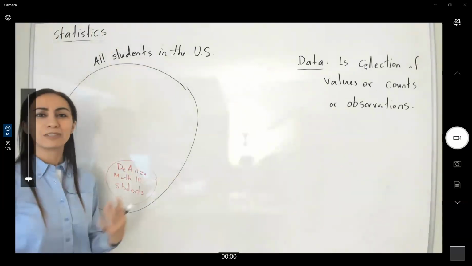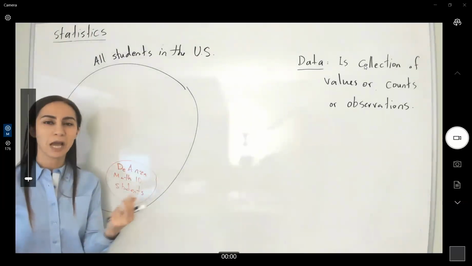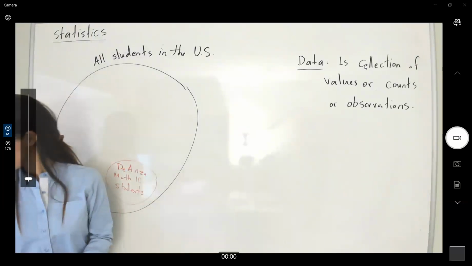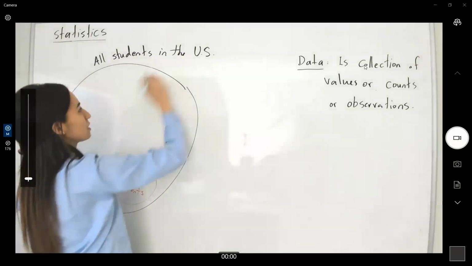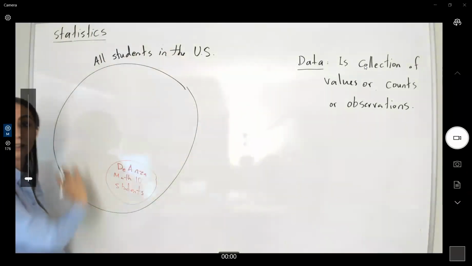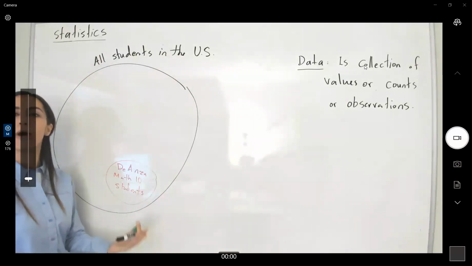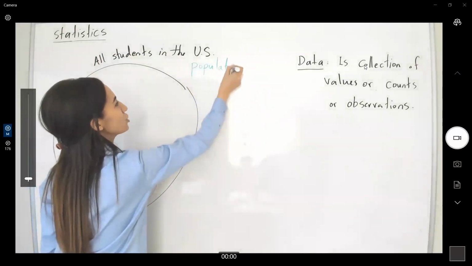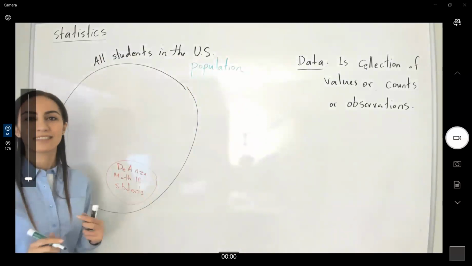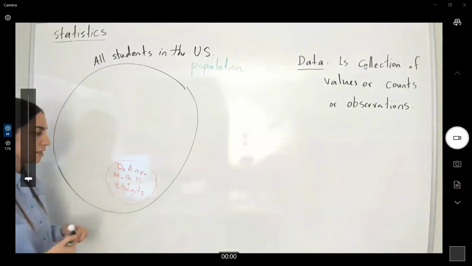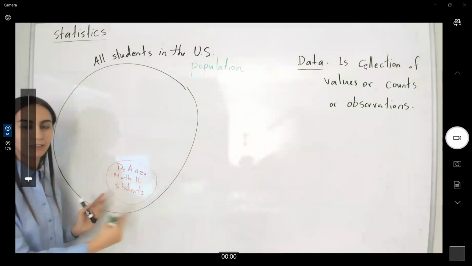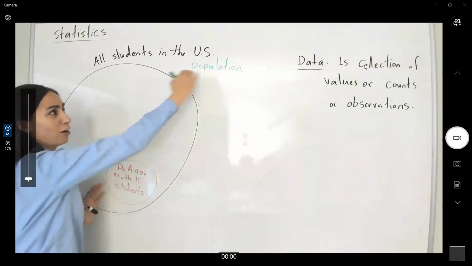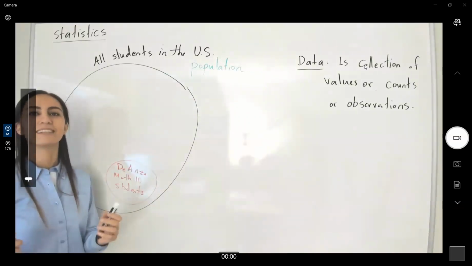All students in the US are actually part of a category that we call population. So this bigger set, this larger set is called population. Population of students in the United States. This small portion, sub-collection, subset of the population is called a sample.